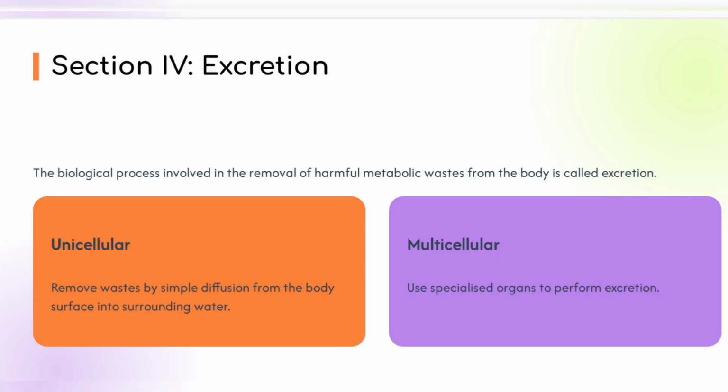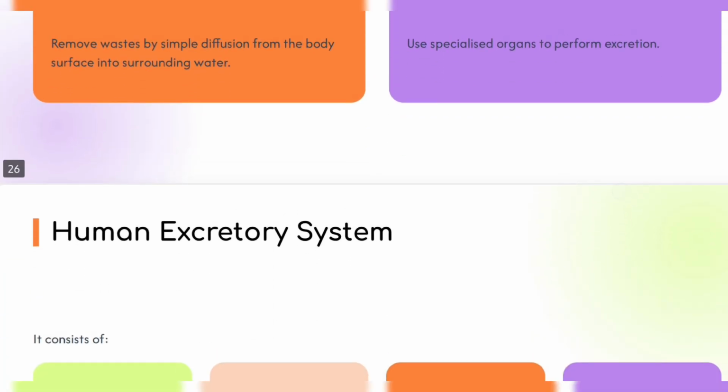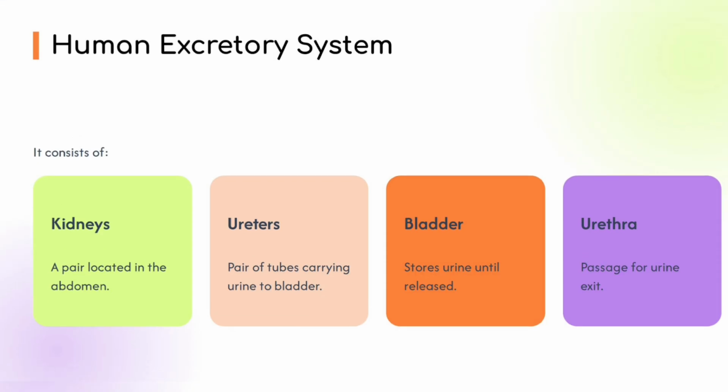Now, what is excretion? The biological process involved in the removal of harmful metabolic waste from the body is called excretion. Next we will study the human excretory system. The main organs of the human excretory system are kidneys, ureters, urinary bladder, and urethra. First one, kidneys, a pair. Kidneys are a pair, located in the abdomen. They filter the blood and remove wastes as urine.